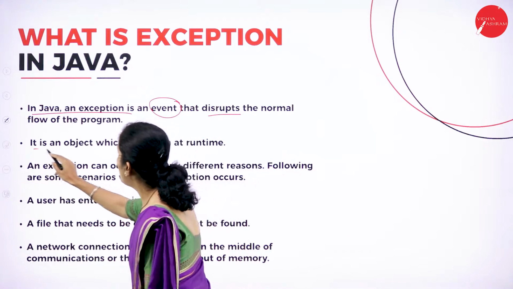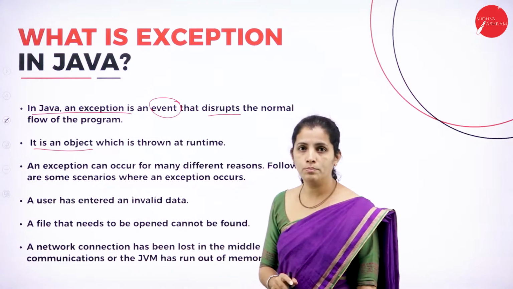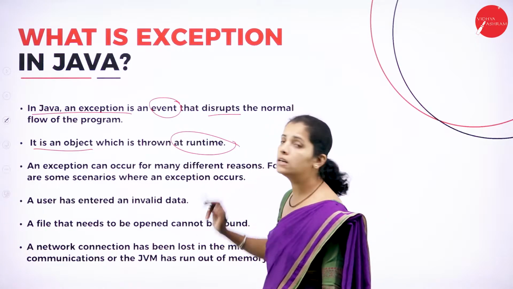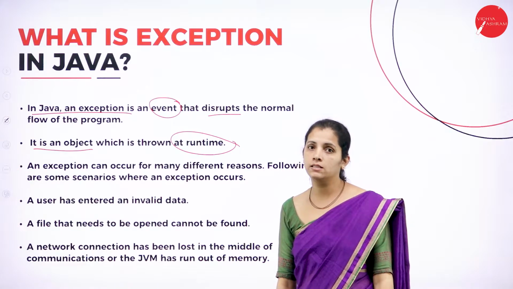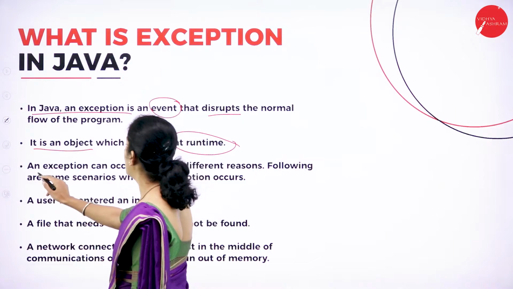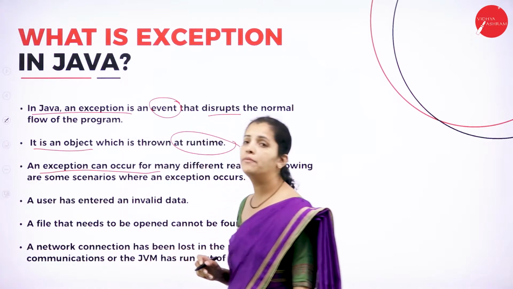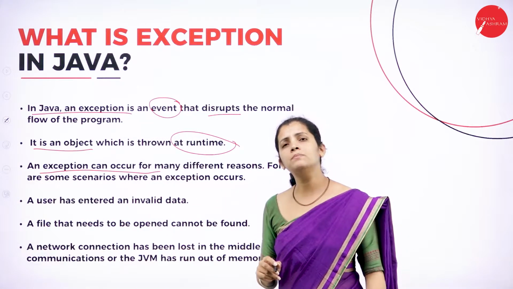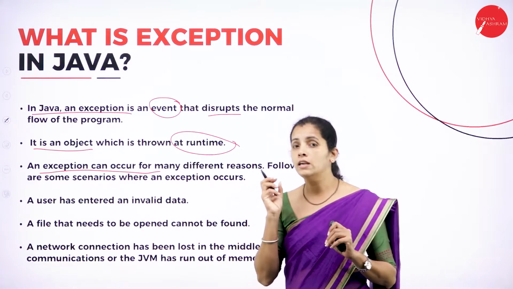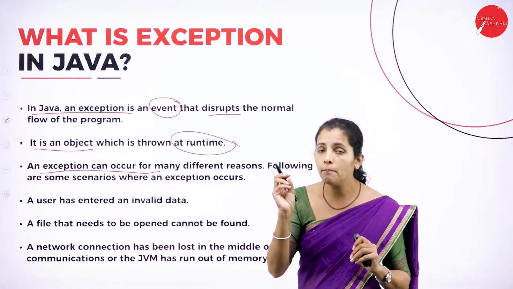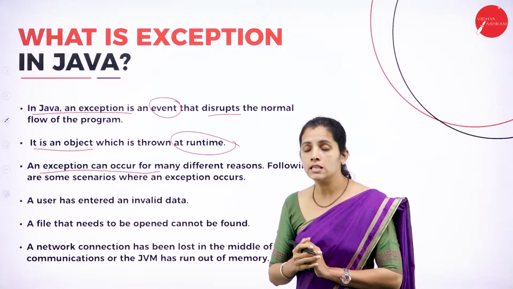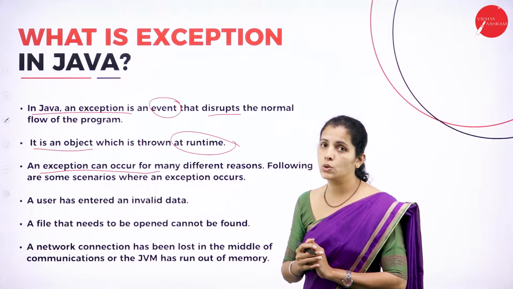So, it is an object which throws an exception during runtime. So, what is this runtime? That is nothing but the execution time. An exception occurs for many different reasons. So, an exception may occur for n number of reasons. For example, if I divide any given number by 0, then it is an error. That means I'm going to get exceptions like divide by zero.